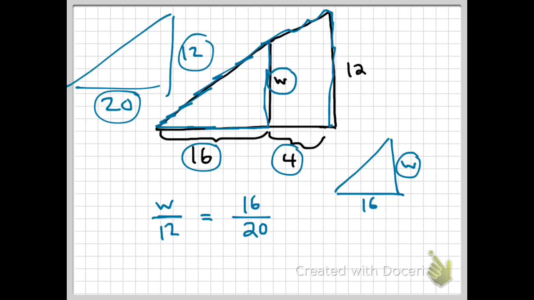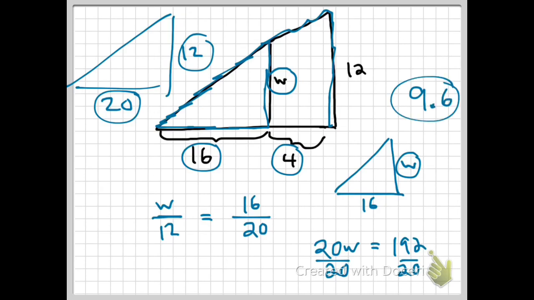All right? So we can cross multiply. We got 20W equals 16 times 12, which is 192. We'll divide by 20, which it looks like we're going to get a decimal. And that is 9.6. So that one's a little tough. You may want to watch that a couple times.